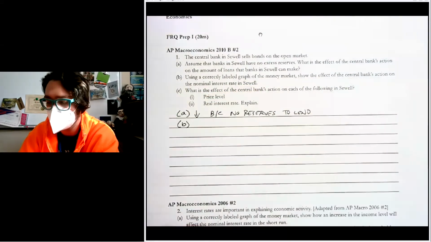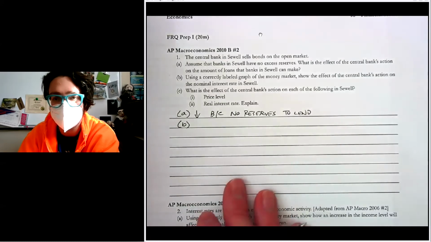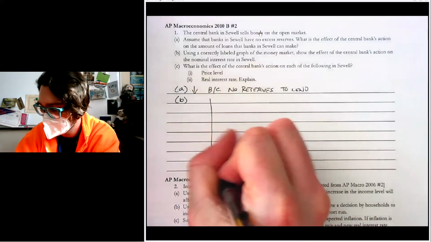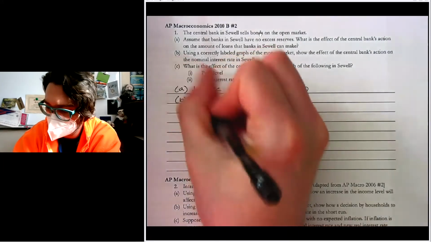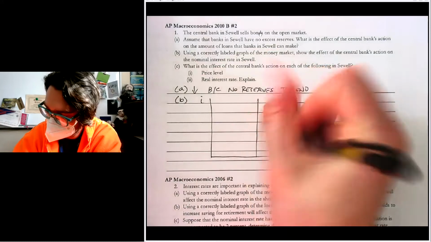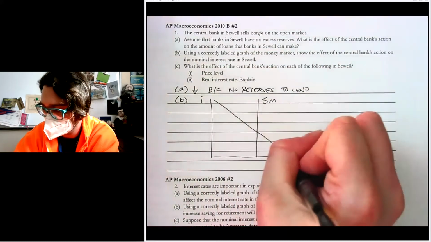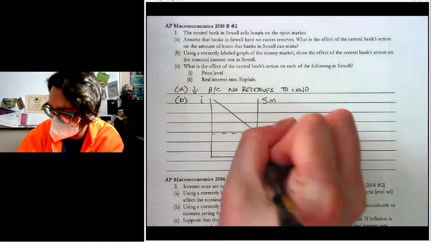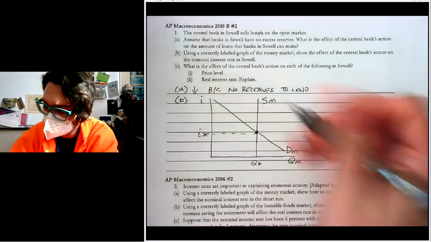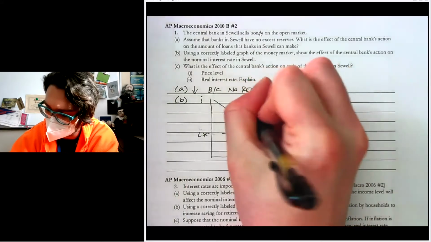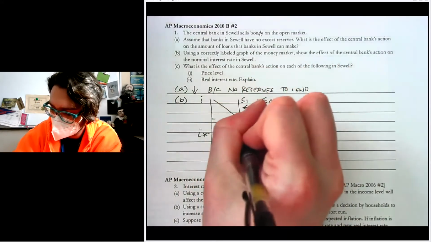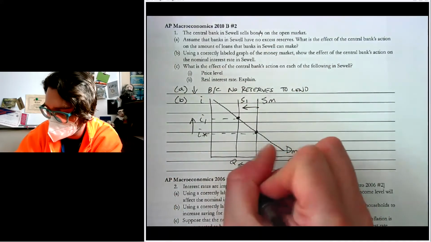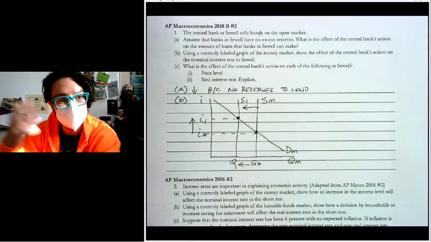B says, using a correctly labeled graph of the money market, show the effect of the central bank's action on the nominal interest rate in Sewell. And so for this, it's just a money market for us, QMISM, and that's vertical again because we kind of know the amount of money in the system is just set by the Fed. I star, if they sell bonds, it shifts it to the left and it pushes up the interest rate and decreases the quantity of money in the system. So that's the selling bonds smaller.